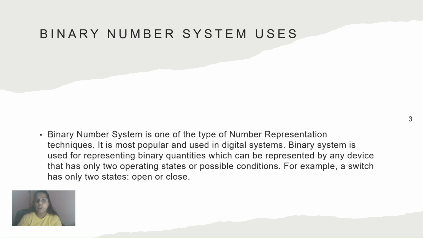The binary number system is one of the types of number representation techniques. It is most popular and used in digital systems. Actually, the binary number system is used in almost all digital devices. The binary system is used for representing binary quantities, which can be represented by any device that has only two operating states or possible conditions. Wherever we have only two states in the digital world, we can use the binary number system. For example, a switch has two states, open or close.